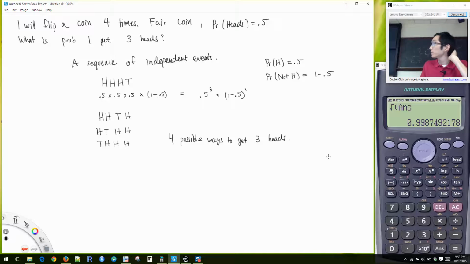And each one of these, if I were to calculate this probability, each one would also be 0.5 raised to the 3 times 1 minus 0.5 raised to the 1. Is that fair to say? Because they all have 3 heads and they all have 1 tail. Okay? And so the total probability of getting 3 heads would be 4 possible ways times 0.5 raised to the 3 times 1 minus 0.5 raised to the 1.